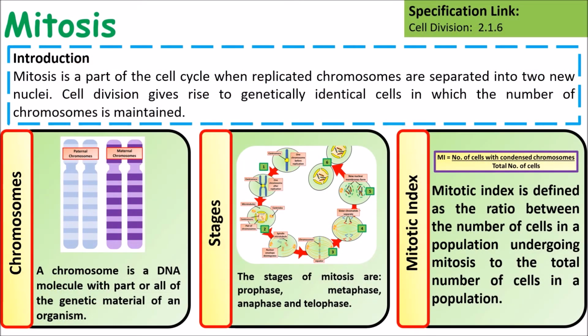Mitosis is part of the cell cycle, where a cell divides into two. So remember, a chromosome is the DNA part of the molecule. The stages of mitosis are prophase, metaphase, anaphase and telophase, and the mitotic index is defined as the ratio between the number of cells in a population undergoing mitosis to the total number of cells in that population.